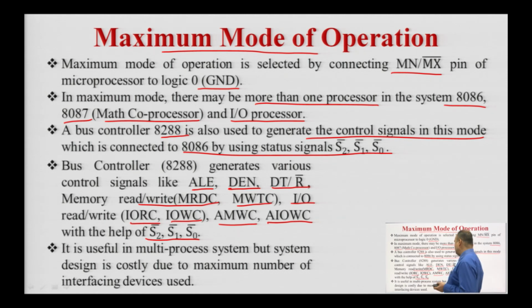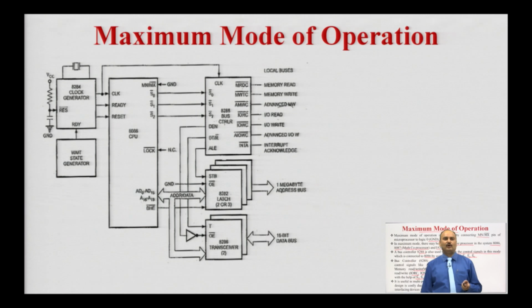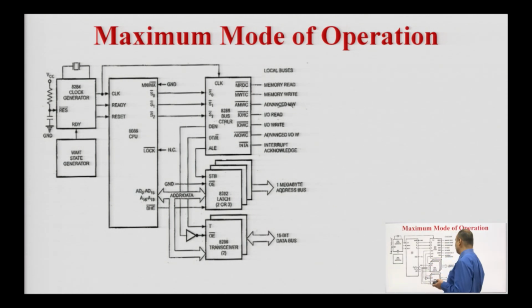It is useful in multi-processor systems. So, maximum mode of operation is useful in multi-processor systems. The design is costly because the maximum number of interfacing devices are connected. So, the maximum mode operation is a bit costly as compared to the minimum mode of operation. So, this is the maximum mode of operation.